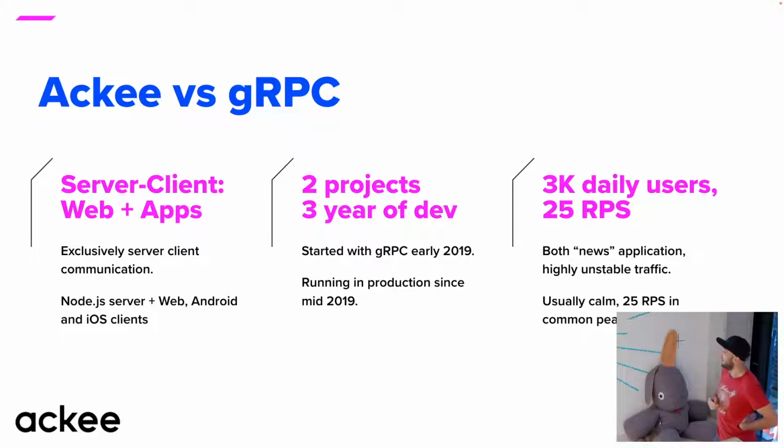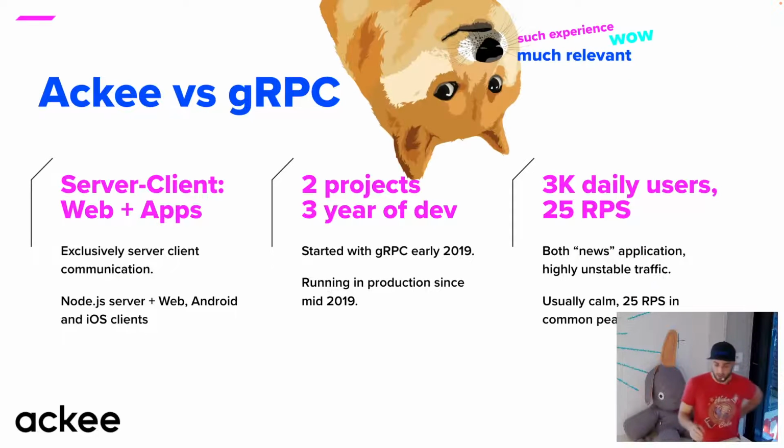And finally, I pulled the stats like one week ago or something, and we had about 3K daily users, and several times a week there was a peak of 25 RPS. These were both news applications, so it has unstable traffic. Usually nobody uses it during the night. There are some people using it in the morning, and there are high traffic peaks when something happens or a notification comes.